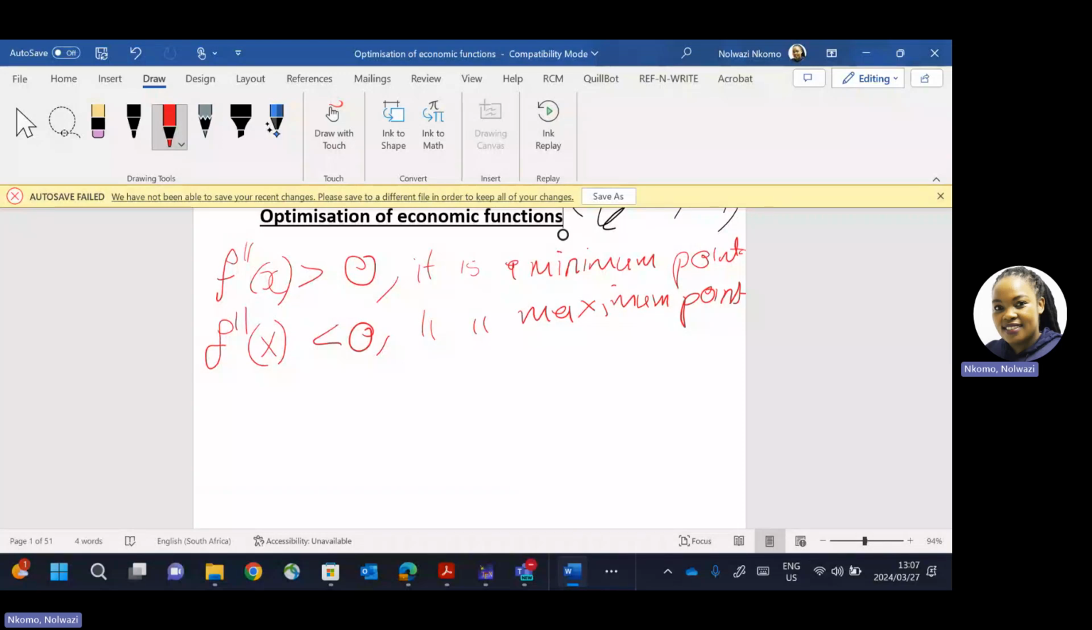Another thing that you need to know is that the marginal cost is the change in the total cost resulting from one unit change of output, and the marginal revenue is the change in total revenue resulting from one change in sale.